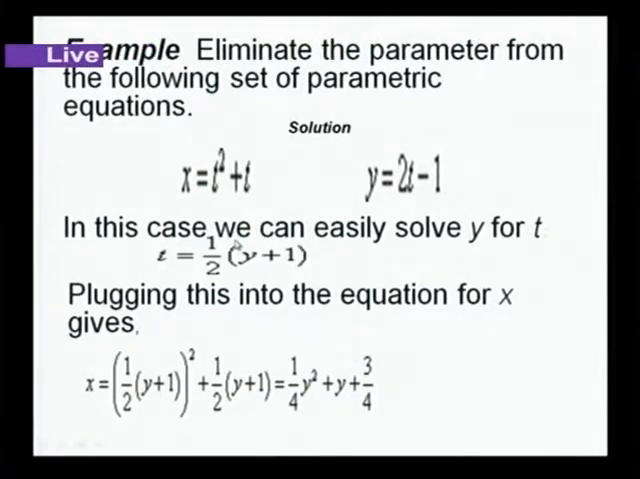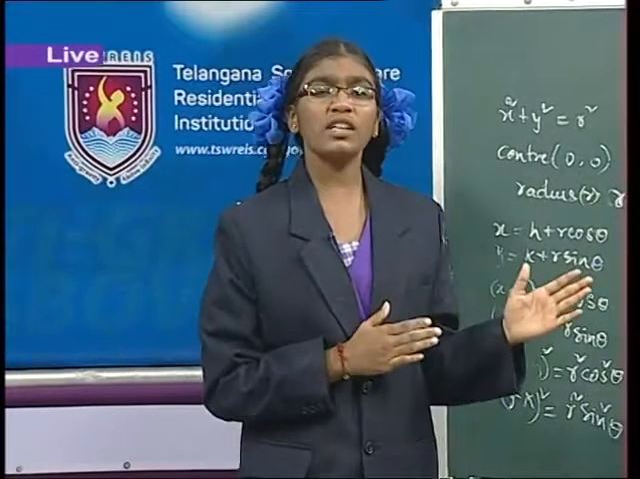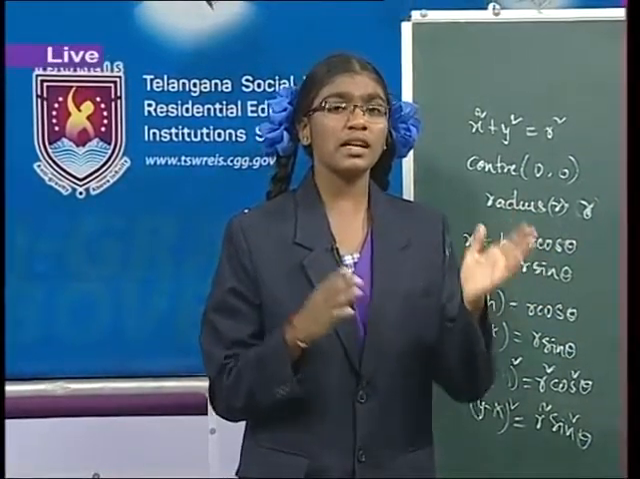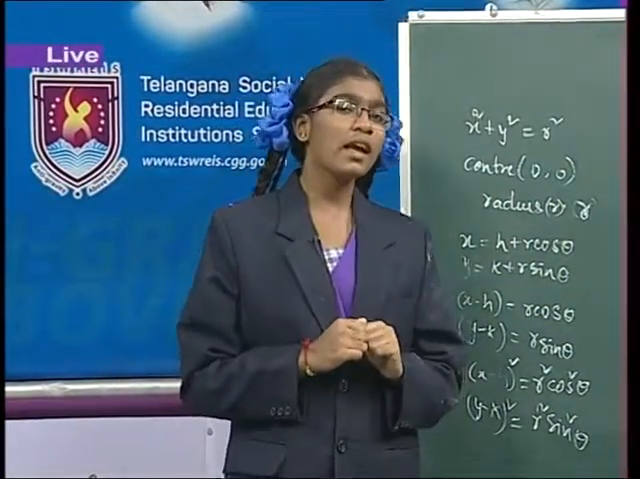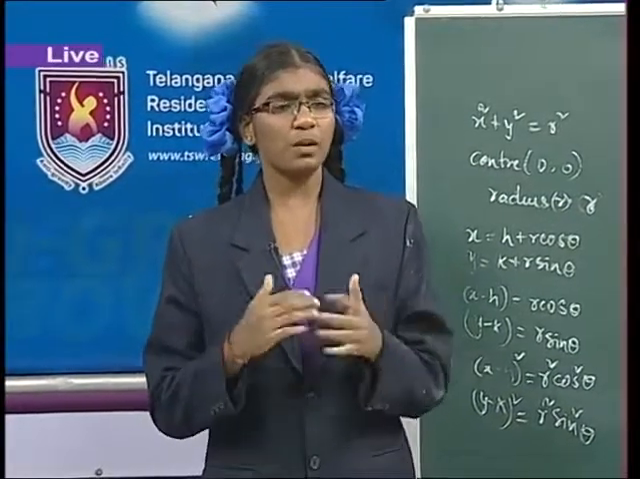Next, friends, we are going to a fresh topic: the ellipse. What is meant by an ellipse? A conic section with eccentricity less than unity is called an ellipse. Here we are talking about the ellipse.